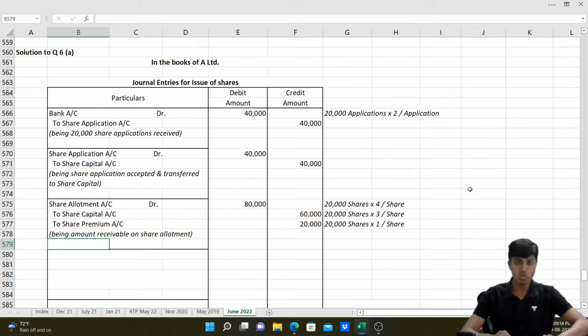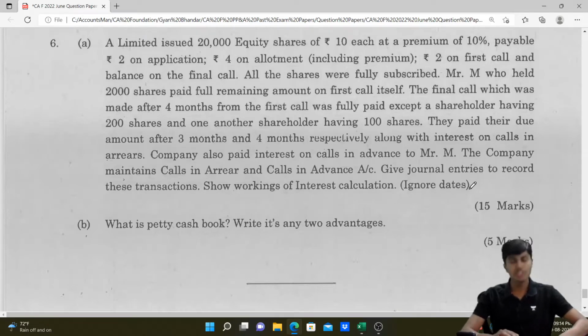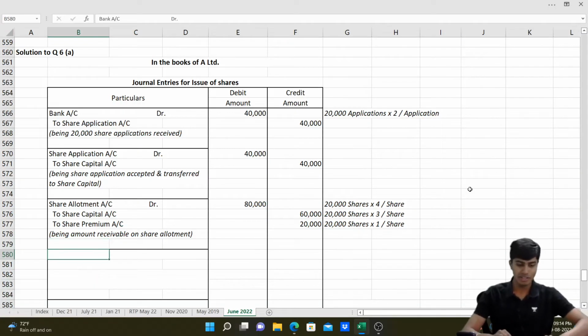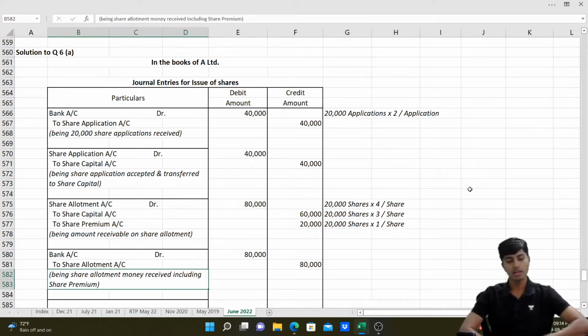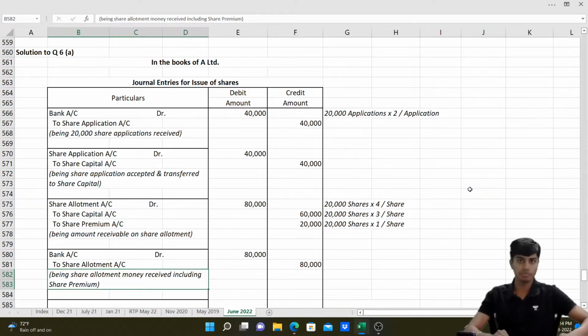Done. For this, we need to write an entry for the receipt which is duly received. There is no problem, and calls in advance of Mr. M is coming in first call. So in allotment everything is fine, and nothing new. I'll write bank account debit to share allotment account. The same amount of 80,000 is correctly received, nothing wrong there. Being share allotment money received along with share premium.